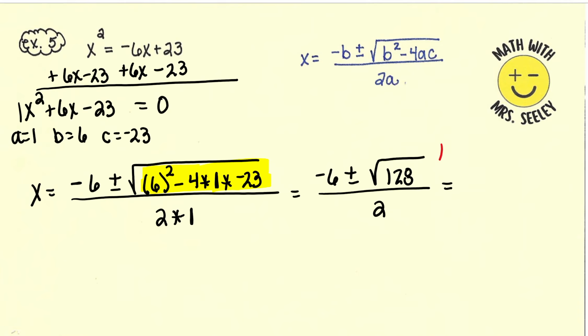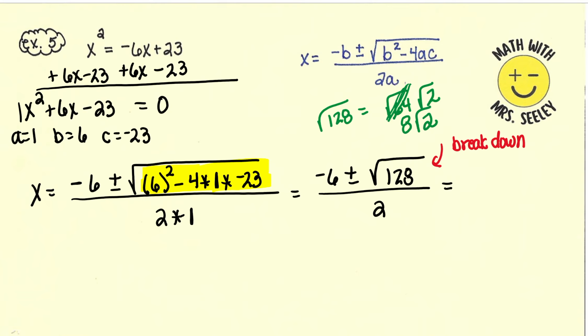Now, that is a radical that can be simplified. I need to break that down. So again, what I want to do is take that 128 and think, what's a perfect square that goes into 128? So it's 64 times 2. I used 64 because the square root of 64 is a perfect 8. So that cancels to just an 8, and you bring down your radical 2. So I'm going to get negative 6 plus or minus 8 square root of 2 over 2.